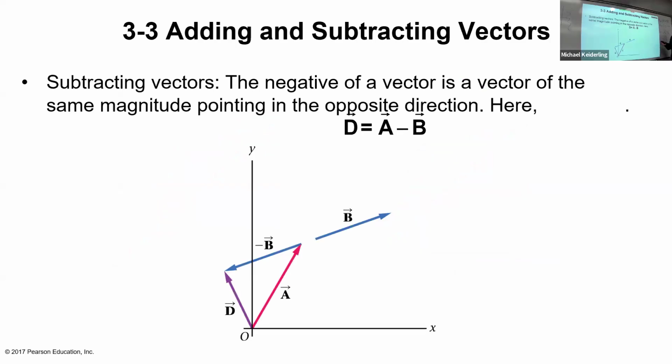To subtract vectors, if you do it graphically, when you subtract something, you add its negative. The negative of a vector is a vector of the same length pointing in the opposite direction. So here, A plus minus B is D. This is B, this is minus B. If you're doing it with components, you subtract components. So DX will be AX minus BX. DY will be AY minus BY.